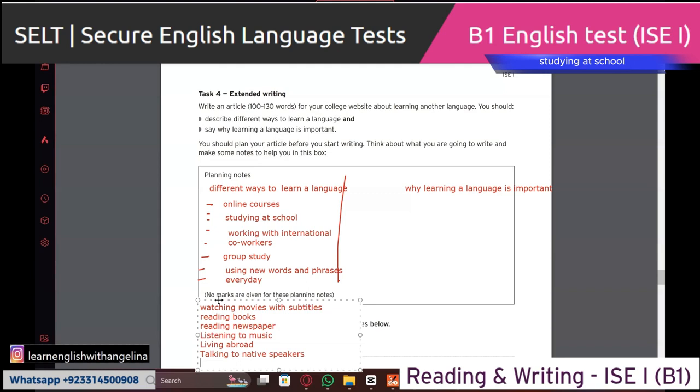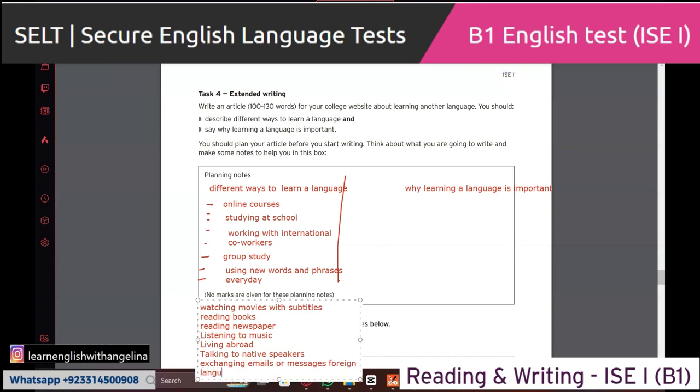Online courses, studying at school, exchanging emails or messages in a foreign language. If you don't know the spelling of foreign, use another language. Foreign language. More. I'm sure there's more to it.